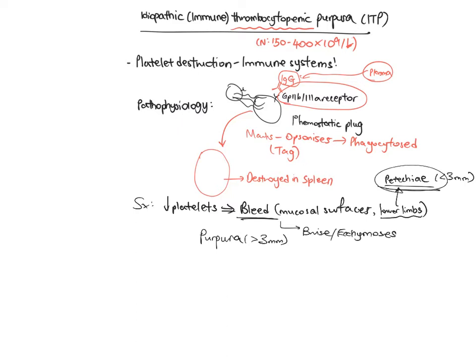The unique thing about ITP is that there's no splenomegaly. That means the spleen does not become enlarged, and that's a very important distinguishing factor compared to other platelet disorders. It's also important to mention that ITP is actually one of the most common forms of thrombocytopenia. That means a low platelet count.